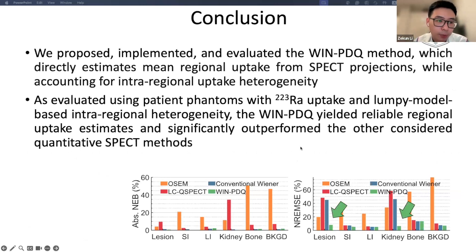So to conclude, we proposed, implemented, and evaluated the WIN-PDQ method, which directly estimates the mean regional uptake from SPECT projections while accounting for intra-regional uptake heterogeneity. As evaluated using patient phantoms with regional uptake and lumpy model-based intra-regional heterogeneity, the WIN-PDQ yielded reliable regional uptake estimates and significantly outperformed the other considered quantitative SPECT methods.